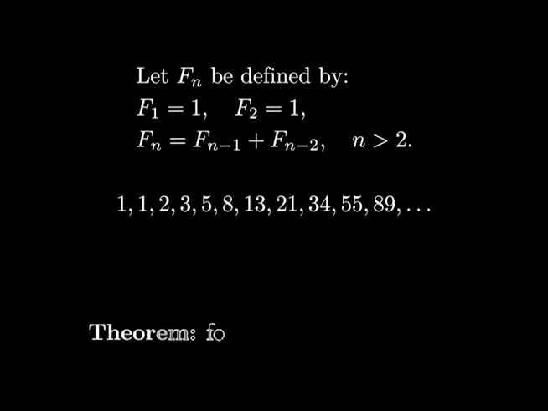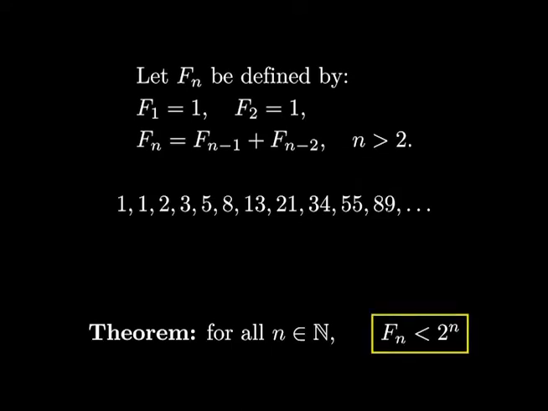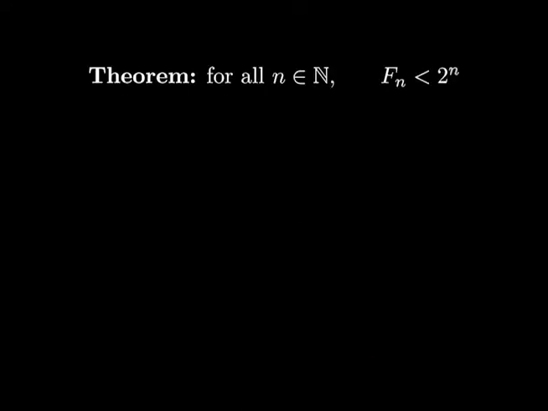Specifically, we will prove the theorem that the nth Fibonacci number, f sub n, is less than 2 to the n. Okay, let's rewrite the theorem. F sub n is less than 2 to the n. We will proceed by strong induction on the proposition P of n, that f sub n is less than 2 to the n. Let us first check two base cases.